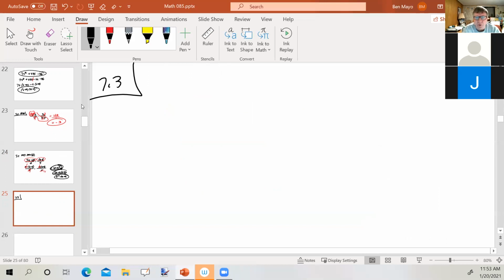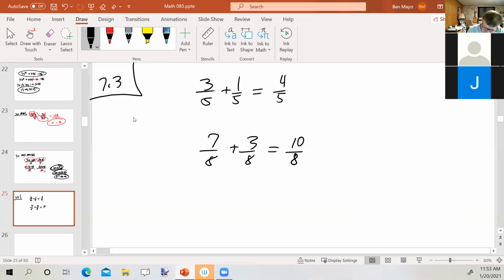So the first thing we're going to do is adding and subtracting fractions with like denominators. So let's take a look at some basic arithmetic fraction problems. Let's say I have 3/5 plus 1/5, that would be 4/5. Or if I have 7/8 plus 3/8, that would be 10/8. So if the denominators are the same and we're adding, we add the numerators. Now, 10/8 could also be further reduced down to 5/4, whereas 4/5 doesn't reduce.